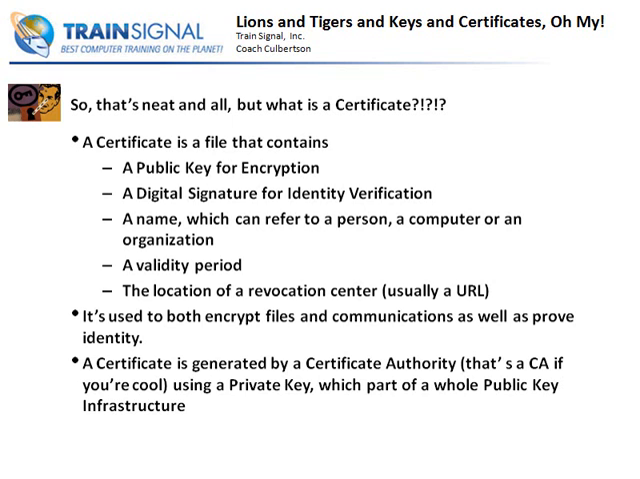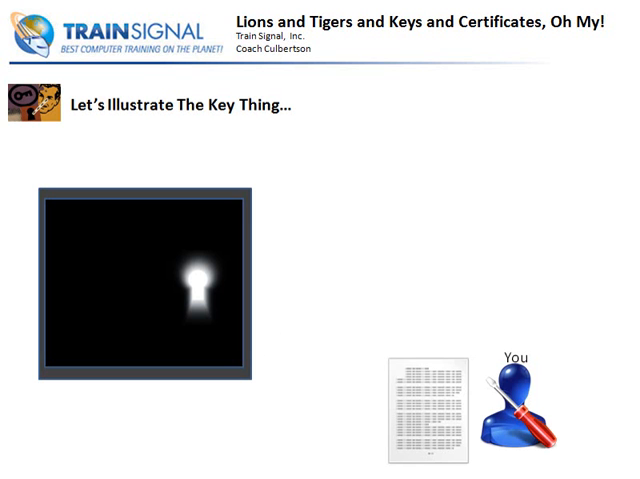Now, a certificate is generated by a certificate authority server. If you're cool, you call it a CA, if you will. And it's generated by using a private key, which is part of this whole public key infrastructure thing, which I'm going to dip into just a little bit, but not very much, because, again, this is a huge topic. But I want to give you a brief idea of what a public and private key is, at the very least. So let me go ahead and illustrate this whole key thing real quick.